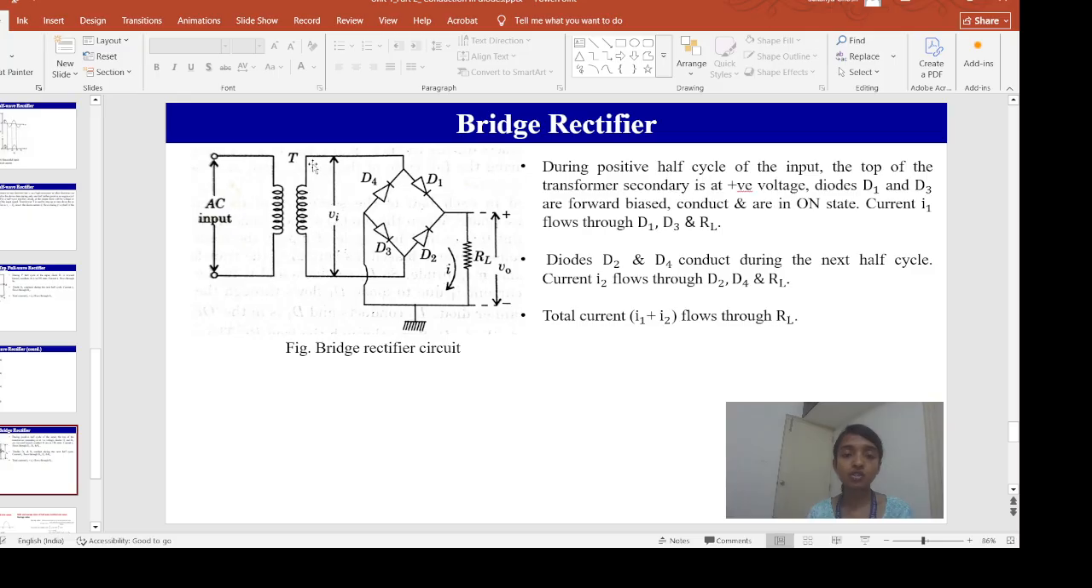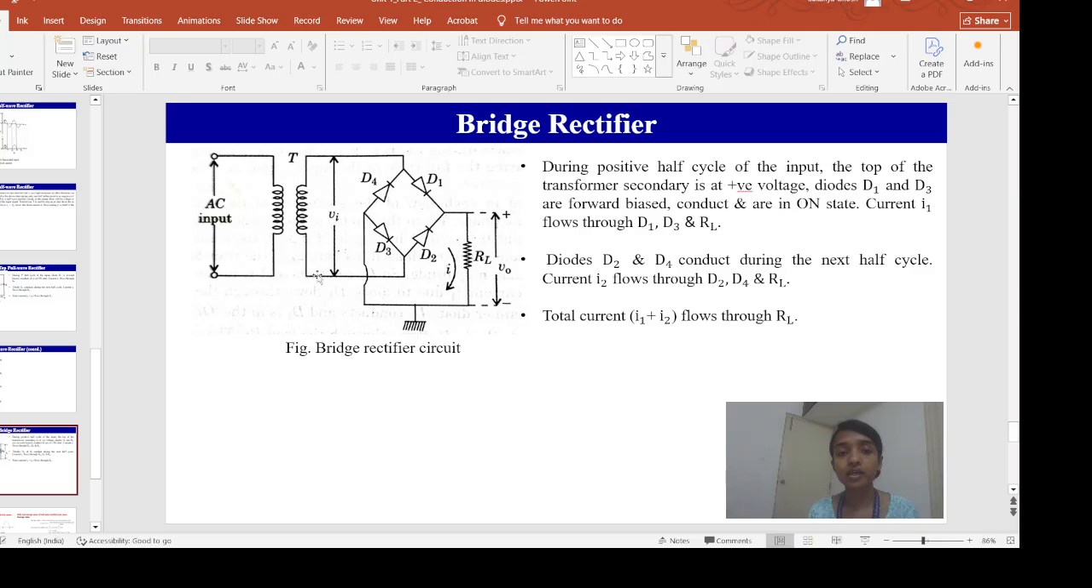So when it is positive, we have to check which among these four diodes are conducting. Here it is positive, meaning D1 is on and D3 is on, while D4 and D2 are off. In this case, let's say the current I1 is flowing through this RL resistor because of these two diodes, D1 and D3.